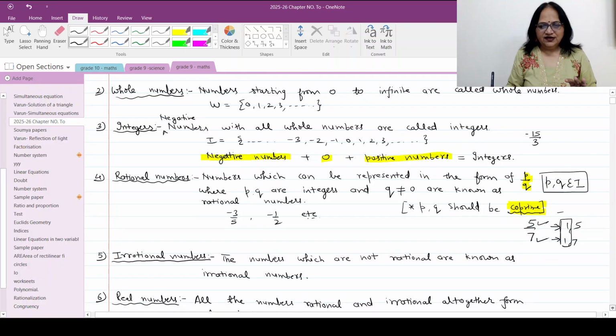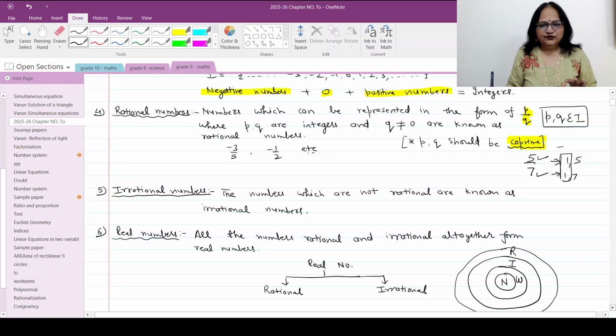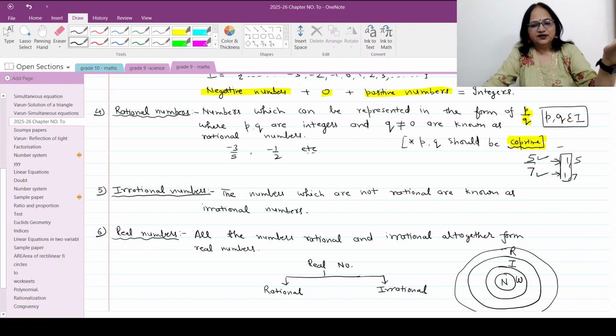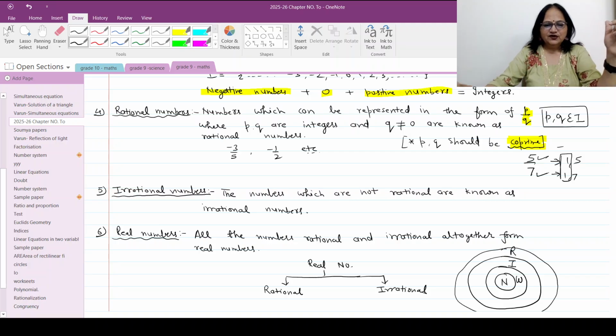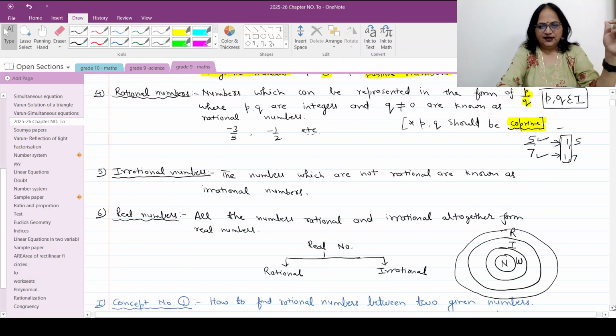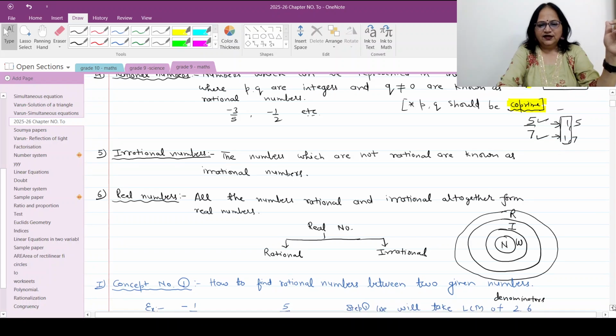Then we come to the irrational numbers. So the numbers which are not rational are known as irrational numbers. Now the question arises, how are you going to decide which number is rational, which number is irrational? So that concept we will be doing in the next lecture. So the numbers which are not rational are known as irrational, right? Then we come to real numbers. So real numbers are actually all the numbers, means rational plus irrational.